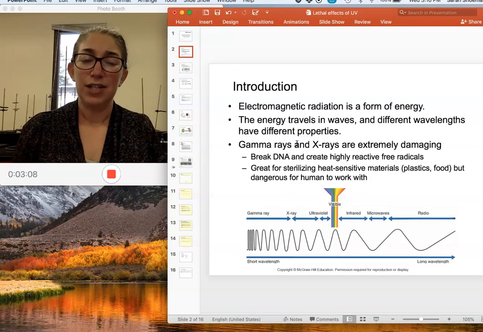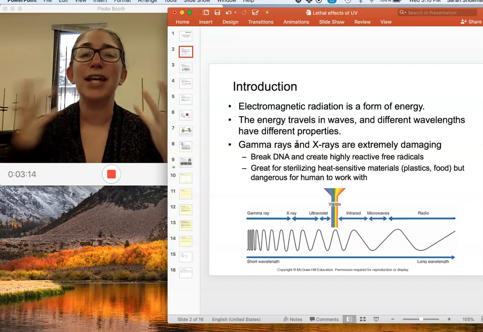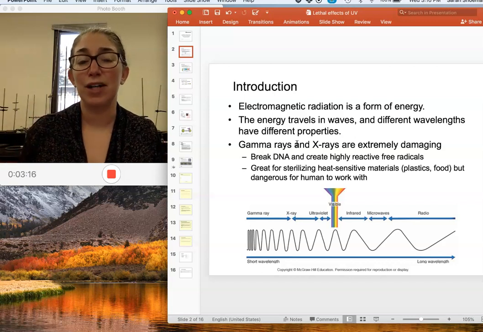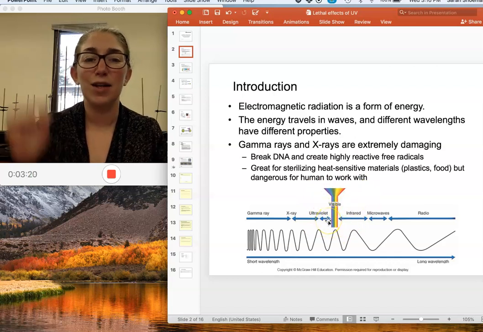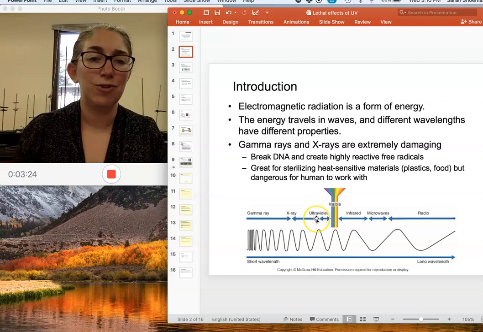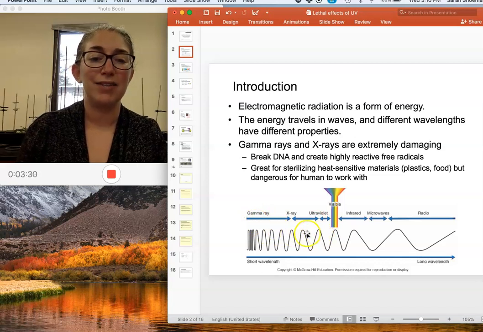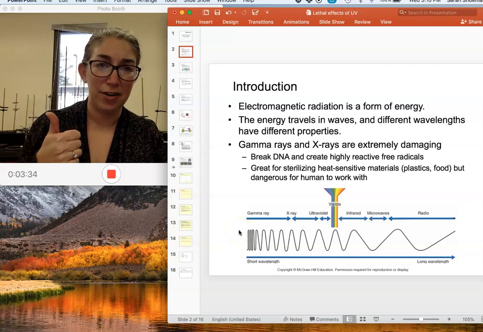As an introduction to this lab, a little bit about UV radiation. There are lots of different types of electromagnetic radiation. All the light that we see is a type of electromagnetic radiation, somewhere in the middle of the EM spectrum. Just above that is ultraviolet radiation, then X-rays, then gamma rays. As we move left here, the wavelengths get shorter. The shorter the wavelength, the higher the energy.